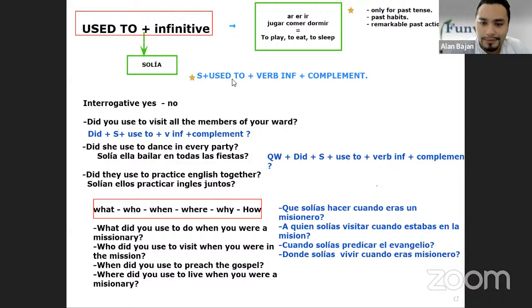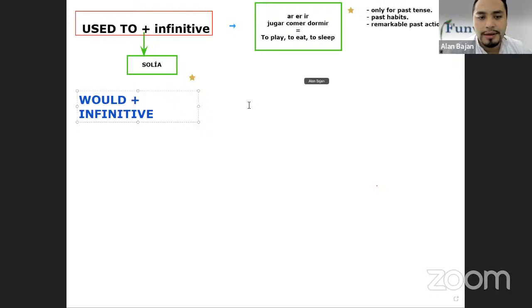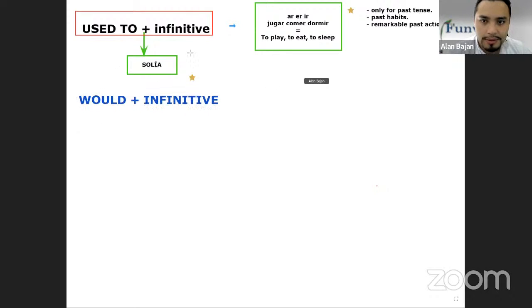So now we will delete all of this. And we will learn another expression here that we call would plus infinitive. Would plus infinitive, class, basically means the same as used to. The same.